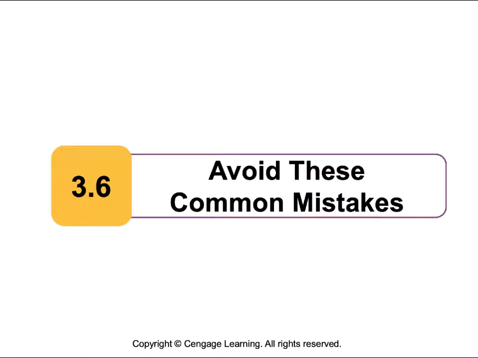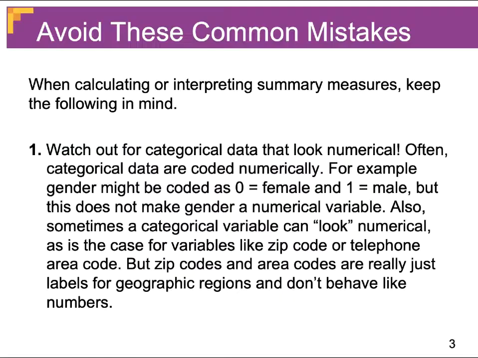Let's end our discussion of Chapter 3 by looking at 8 common mistakes that you want to avoid. One thing to be careful for is to watch out for categorical data that look numerical. Often, you're going to have categorical data that's actually coded numerically, but it doesn't actually have a numerical meaning. For example, sometimes gender might be coded with zeros and ones. Zip codes or telephone area codes would also be numerical looking, but they actually are just labels and therefore categorical.